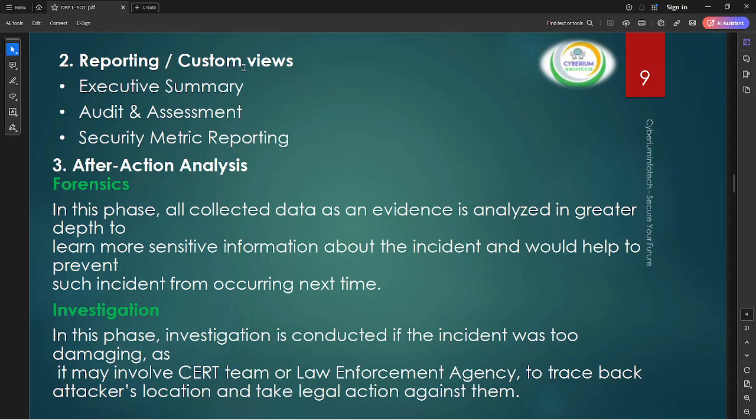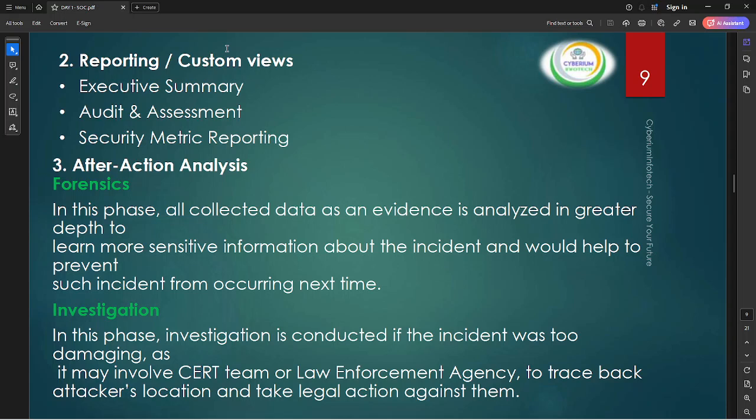After that, there is something called after action analysis, which is forensic. In this case, all the collected data as evidence is analyzed in greater depth to learn more sensitive information about the incident, and it could help prevent such an incident from occurring next time.